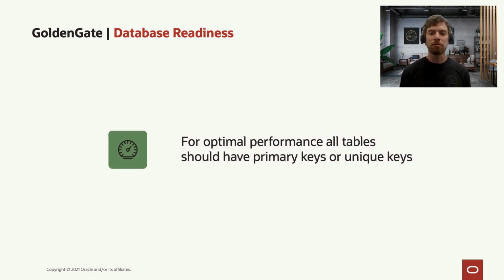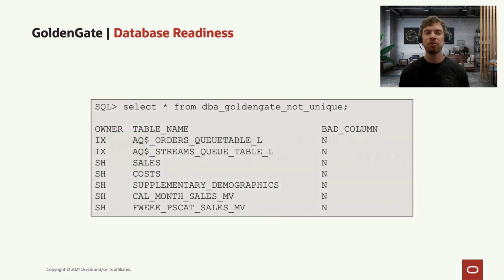For optimal performance, we always recommend that all tables have primary keys or unique keys, or at least a unique index on it. The reason for that is when GoldenGate replicates a delete or an update statement, it won't need to do a full table scan all the time that it performs those operations. There is also another view in the dictionary called DBA_GOLDENGATE_NOT_UNIQUE, which will tell you all the tables that have non-unique columns.